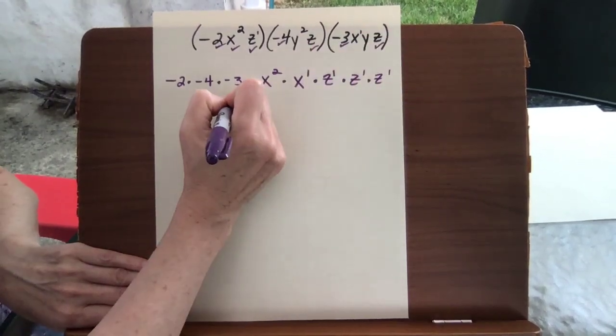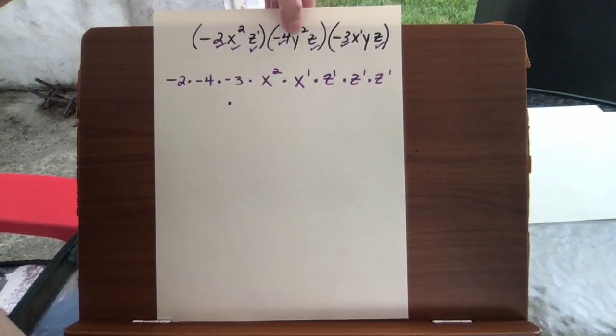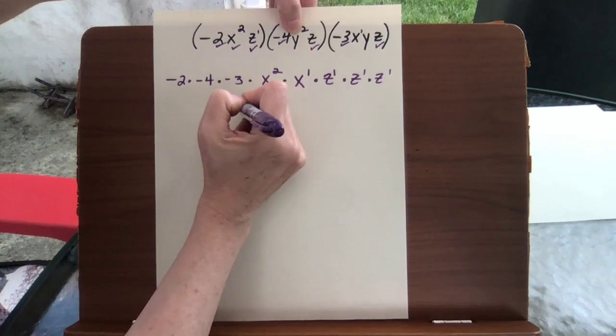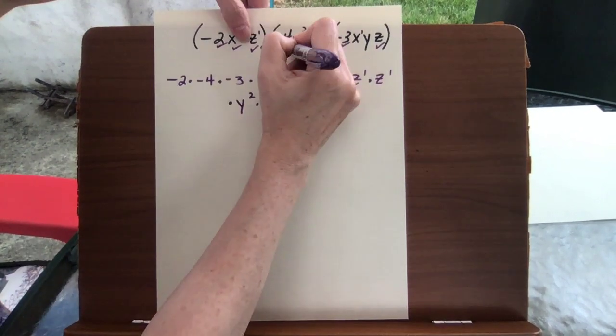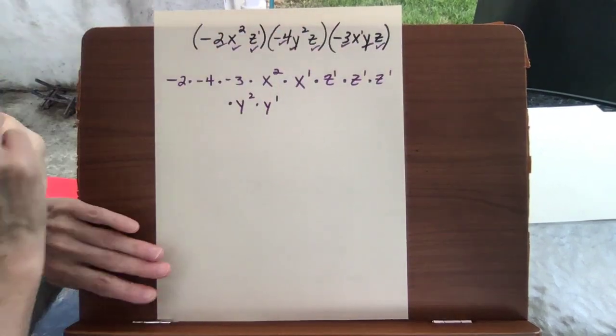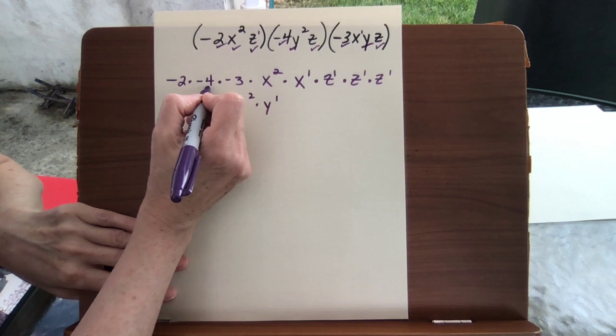And then I'm going to continue down here just because of space. When we go through here, we still have a y squared. And we still have times y, and that's a power of 1 on this y. So I've got both of those. So everyone's taken care of. So now I'm going to multiply -2 times -4, which is +8.